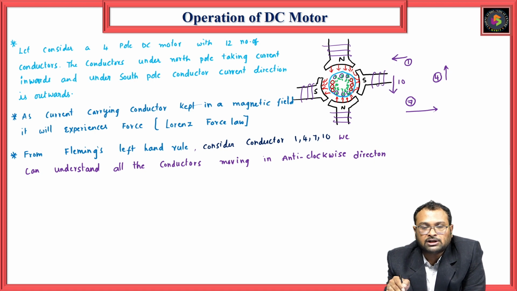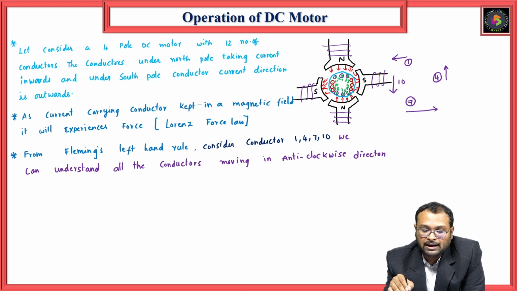When the conductor starts moving, it is also cutting the flux. If you consider conductor 1, when it is moving in anti-clockwise direction, first it is under the north pole, then it is under the south pole, cutting the flux generated by them. So that means it is generating an EMF.